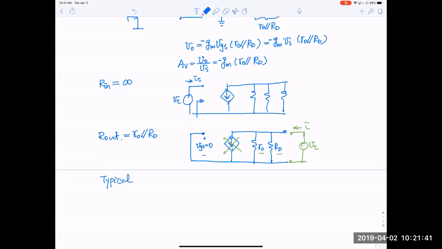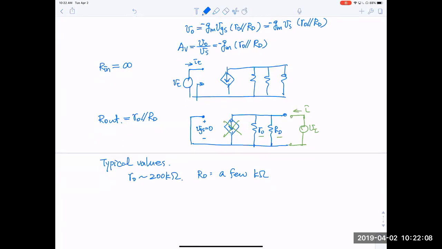And typical order of magnitude, so typical values. r0 we typically say is 200 kilo ohm. RD is usually a few kilo ohm, otherwise you cannot drive the DC bias. You'll consume too much voltage in the DC bias if it is too high. So this means r0 in parallel with RD is usually basically just RD.